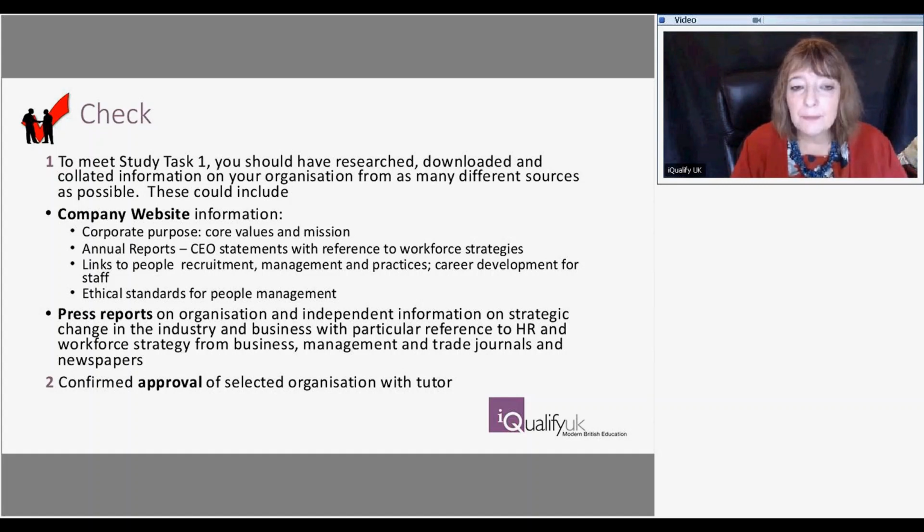You should also have had a look at press reports for the organisation, which will provide independent information on strategic change in the industry, with particular reference to HR and workforce strategy, and then ideally confirmed approval of a selected organisation with a tutor or somebody who is actually supporting you in your studies.